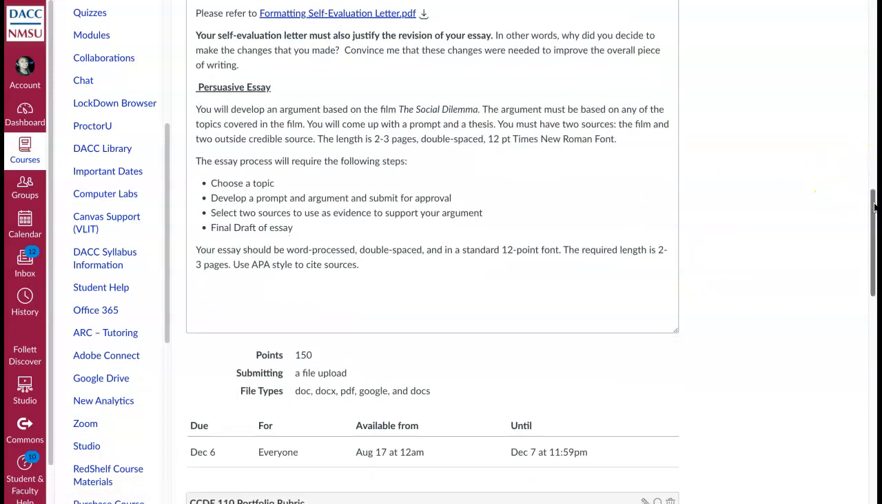Finally, we have the persuasive essay. For this persuasive essay, you're going to watch a film. This semester, we are watching The Social Dilemma. Of course, other semesters, we might watch another film. So basically, the whole point of this essay is to watch the film and develop an argument from a topic in the film. The Social Dilemma deals with a lot of different topics like cybersecurity, body image, addiction to technology.